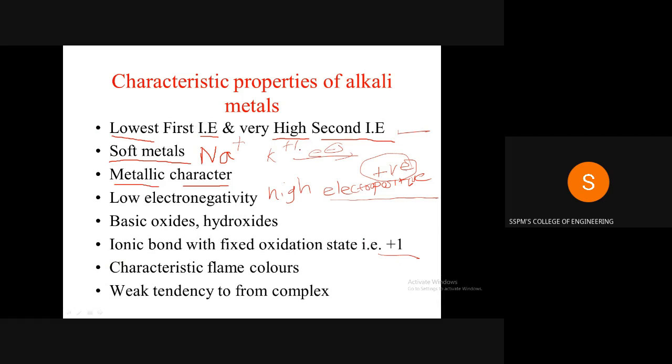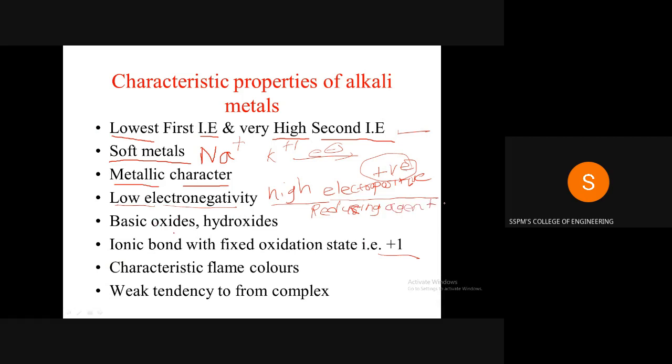They have the tendency to lose electrons, meaning they are electropositive in nature. Highly electropositive means the opposite of high electronegativity, that is, low electronegativity. And this property increases their reducing power, so all alkali metals are used as reducing agents.